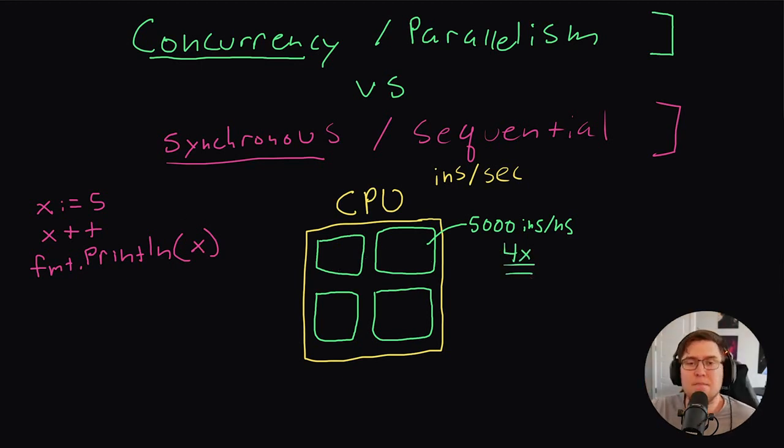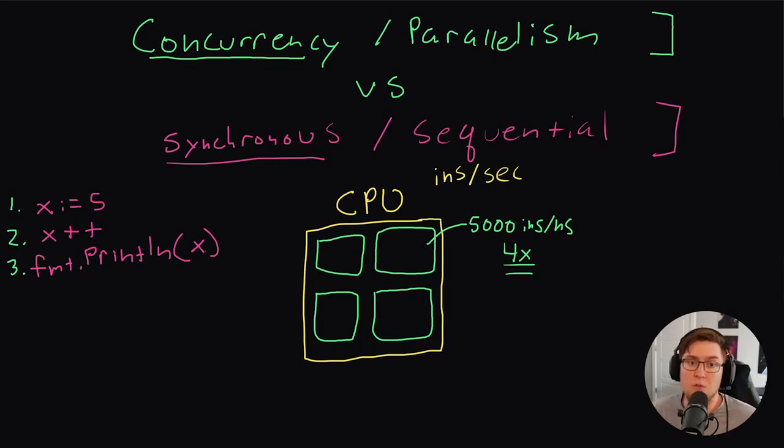The problem is that most code we write can't take advantage of all 4 cores. For example, let's look at this code over here. We set x equal to 5, and then we increment it, and then we print it. It has to happen in order 1, 2, 3, right? We can't do all of these instructions at the same time. If we did, then x++ would have nothing to increment because we never would have set x equal to 5 in the first place, and Println(x) would have nothing to print because x hasn't been set yet.